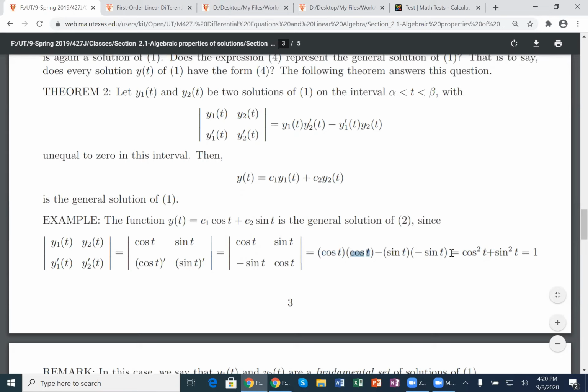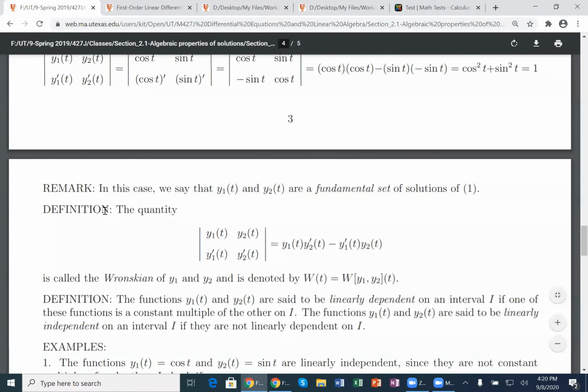Cosine times cosine is cosine squared. Sine times sine is sine squared. And by trigonometry, cosine squared plus sine squared is 1. This determinant is equal to 1, which is not equal to 0. Therefore, this is the general solution of our equation by theorem 2.